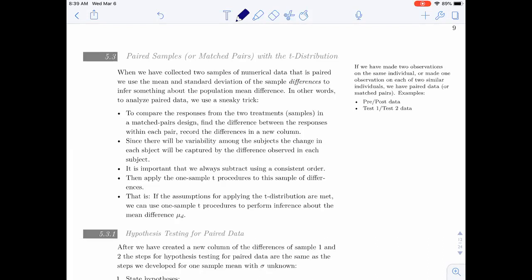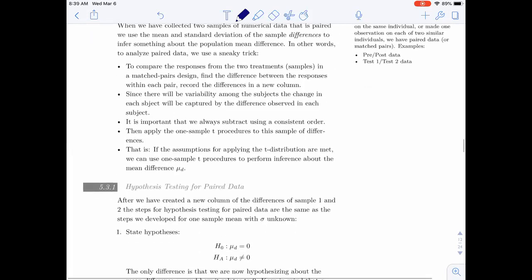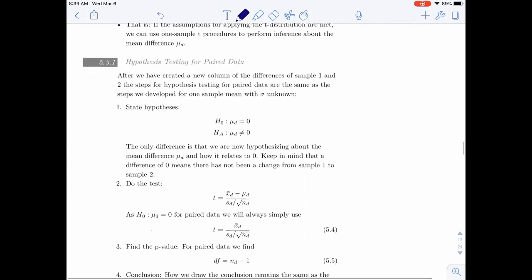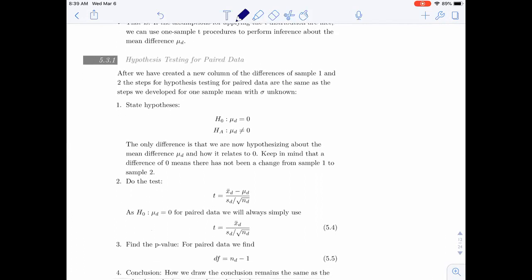As long as we do our subtraction in a consistent order, it doesn't matter which one we subtract from which, right? Which sample is being subtracted from which. So let's talk about the ins and outs of hypothesis testing before we do an example of it.